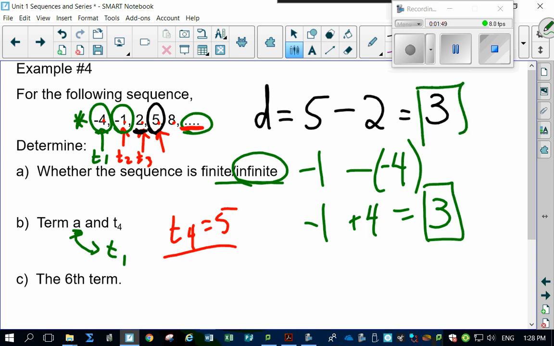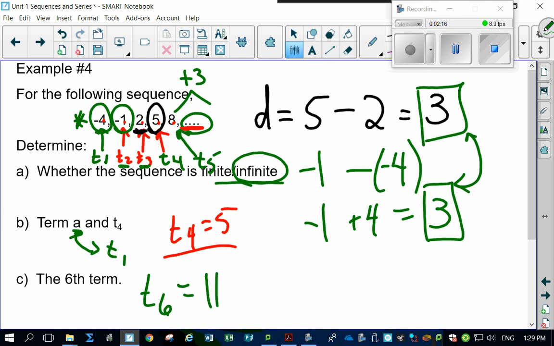Notice how these are in common. So that helps us determine missing terms. Take a look at this next term. I want the 6th term, so I want T6. Remember, there's T1, there's T2, T3, T4, there's T5. All I have to do to find T6 is add the common difference to find my next term. So all I'm going to do is add 3 to here. I'm going to find out that T6, in fact, is 11.